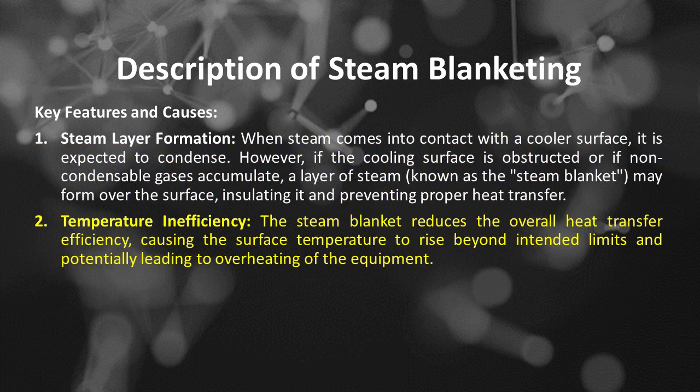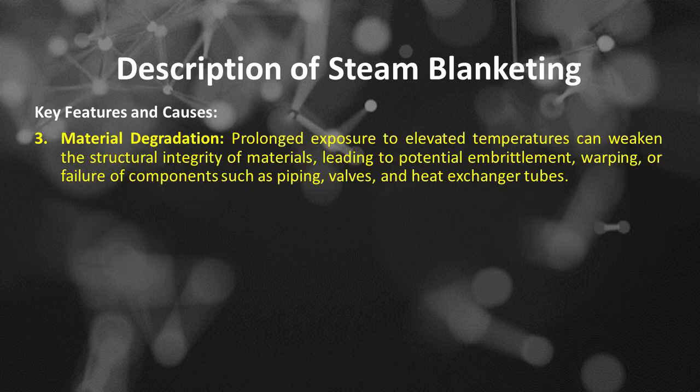Number 2 is temperature inefficiency. The steam blanket reduces the overall heat transfer efficiency, causing the surface temperature to rise beyond intended limits and potentially leading to overheating of the equipment. Number 3 is material degradation. Prolonged exposure to elevated temperatures can weaken the structural integrity of materials, leading to potential embrittlement, warping, or failure of components such as piping, valves, and heat exchanger tubes.